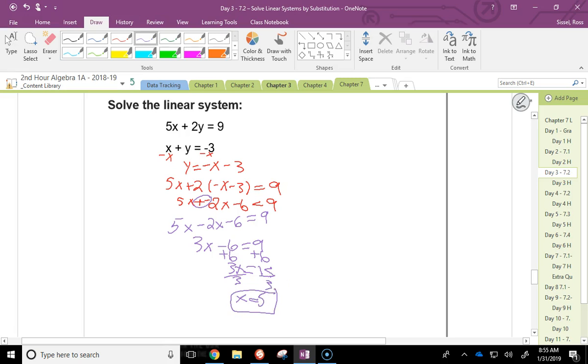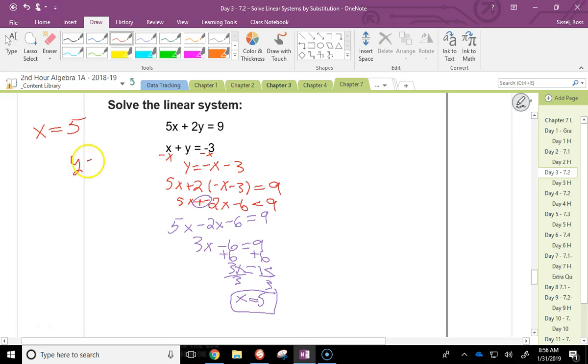X equals 5. Great job, Brendan. Are you going to come up and do this one? Okay, so everyone, if you did not get x to equal 5, please make sure you're looking up here and see what mistake you could have made. Now what are you going to do, Brendan? I'm going to put it back into this.